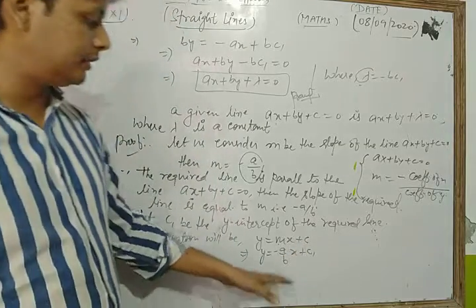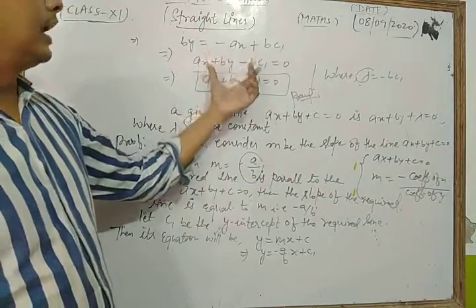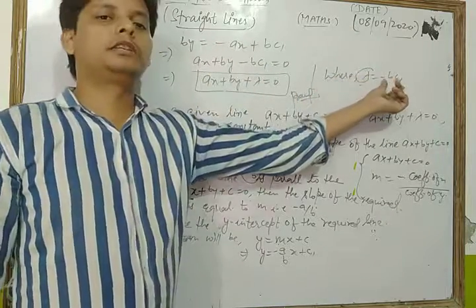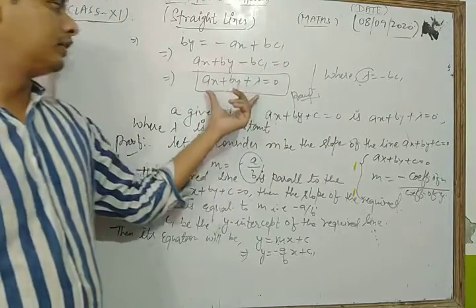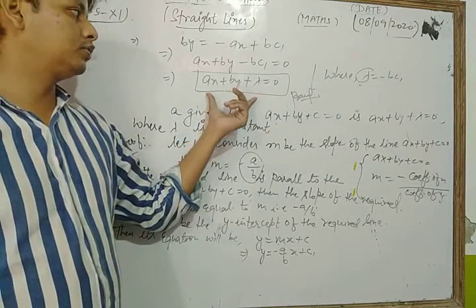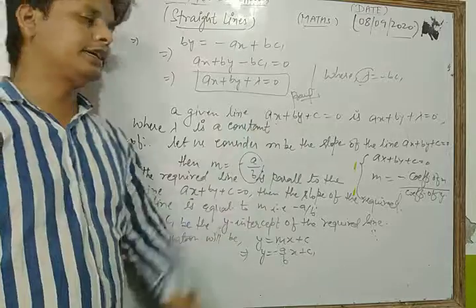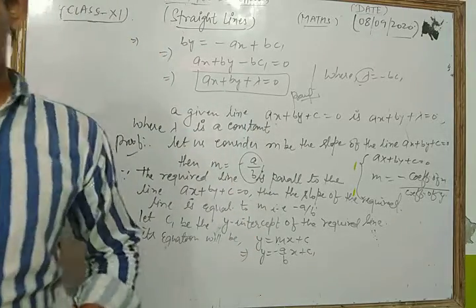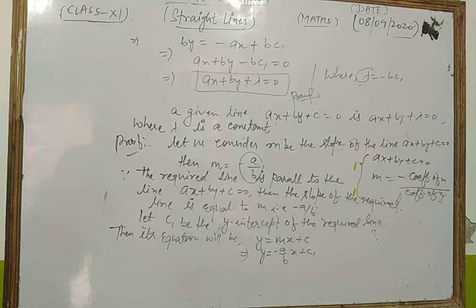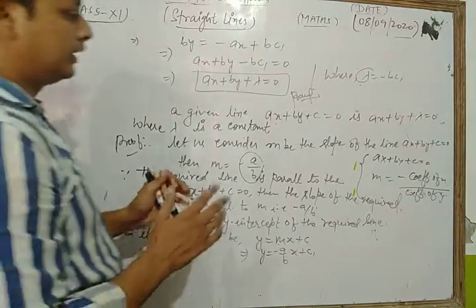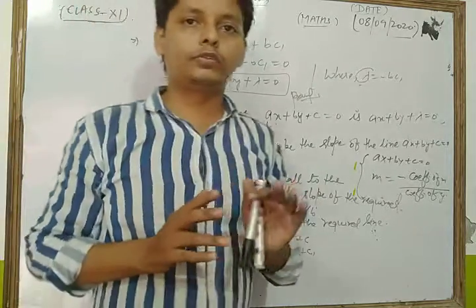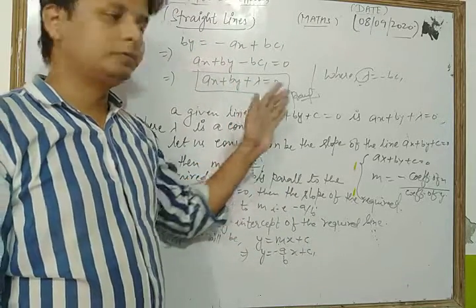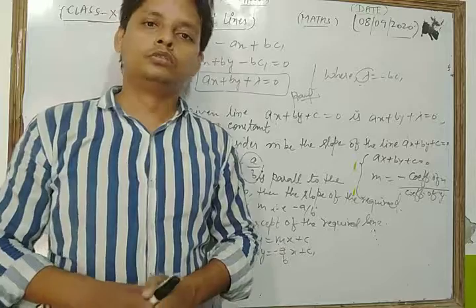After that we simplify that equation, and we put lambda is equal to minus bc1. So in this way the equation of a line parallel to a given line is given by the relation ax plus by plus lambda is equal to 0. Dear students, this is one of the most important topics of your syllabus, so please do more and more practice of that type of theorems.